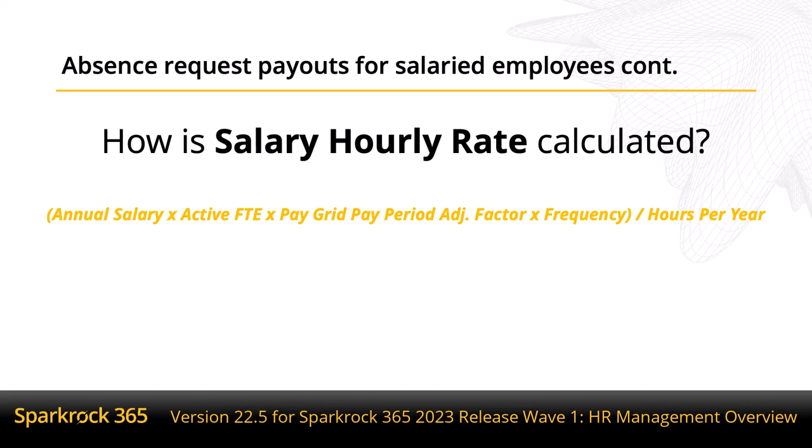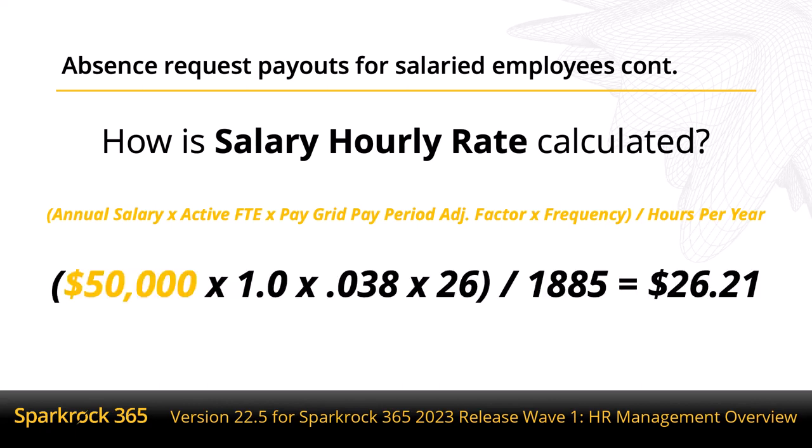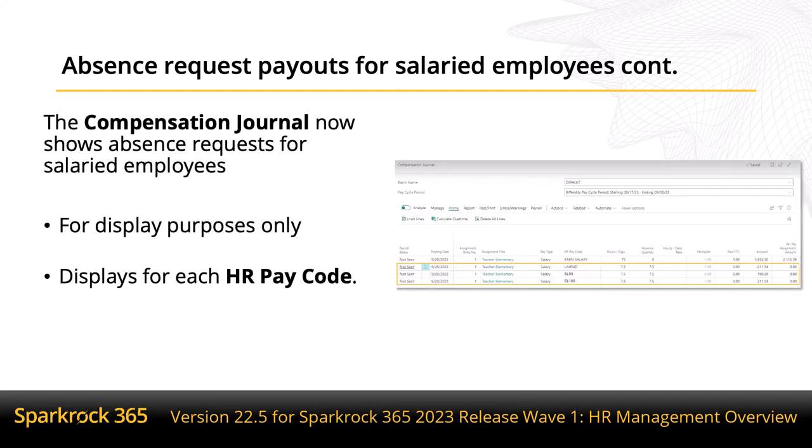Let's say you have an employee that their annual salary is $50,000, their full-time FTE, their pay grid pay period adjustment factor is 0.038, their pay period frequency is 26, and they have 1885 hours per year. Well, then the salary hourly rate that would be used is $26.21.